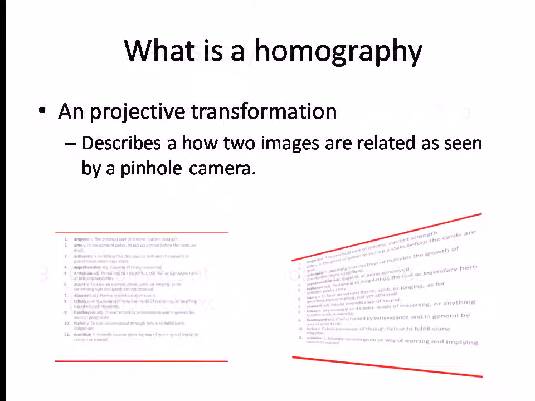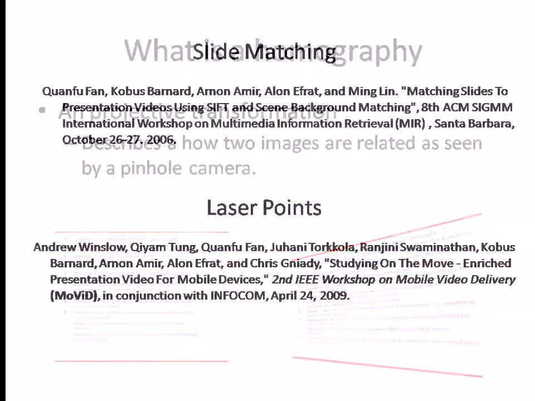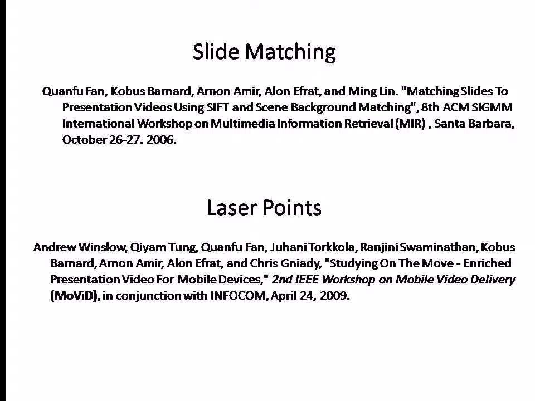So, what is a homography? A homography is a projective transformation. It describes how two images are related as seen by a pinhole camera. An example of a homographic transformation is shown below. The image on the left can be transformed to the image on the right. We use this transformation as it relates the slide in the video to the original slide image. To keep the video brief, we will omit the discussion on finding the homography and laser points. However, if you would like to learn more, the techniques are discussed in the listed papers.